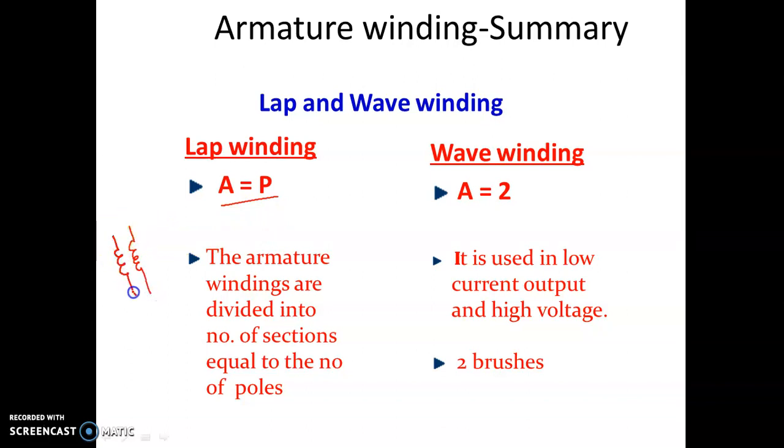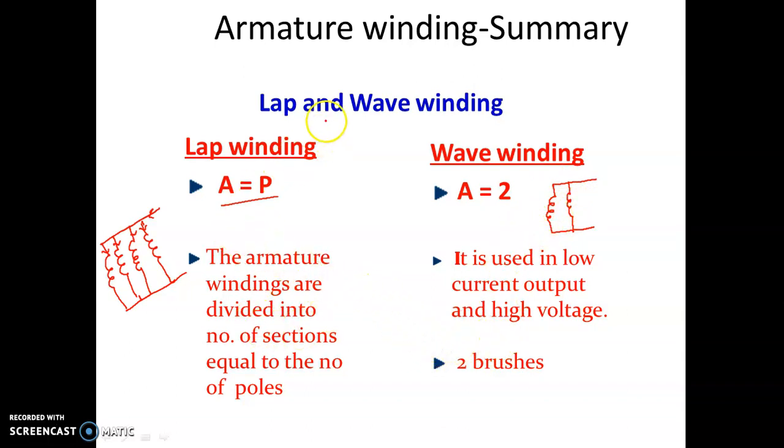Suppose 4 poles are there, so 4 parallel paths will be there, and the current rating will be more, because more parallel paths will give you more current. So this current plus this current plus this current plus this current will give you this total current. So here the current will be more, but here it is fixed. Only 2 parallel paths are there, so the current rating will be less, whatever the number of poles.